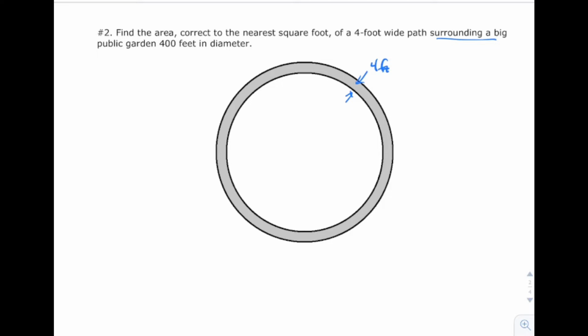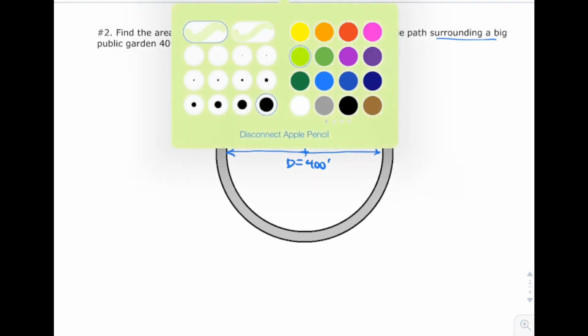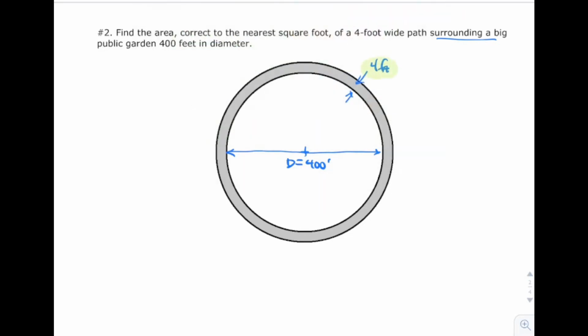So think in terms of where the center is, because the diameter has to go right through the center, right? So the garden itself, that would be inside of the sidewalk. The garden itself has a 400-foot diameter. Okay, and the path has a 4-foot width to it, so we need to find that shaded area. Well, it's a shame we don't have a formula for a sidewalk. That would be called an annulus, I guess. It'd be a more official name for that, annulus. But that's kind of okay.